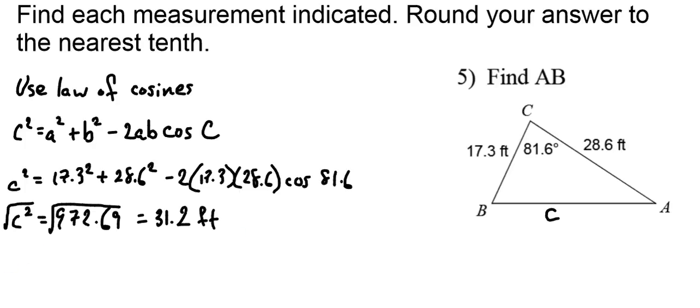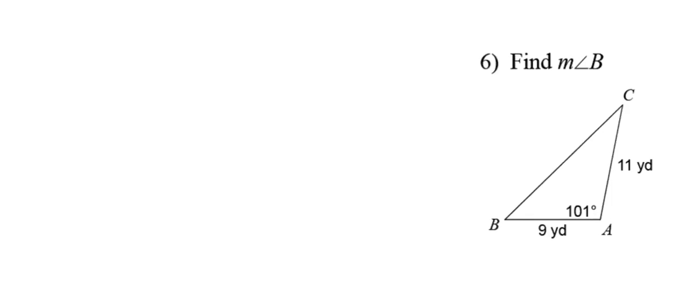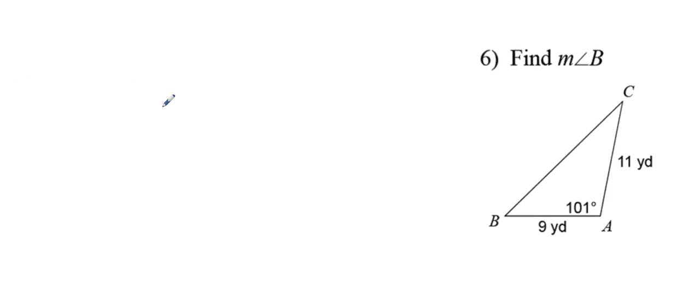All right, next up, let's look at problem number 6. So once again, we're going to find the measurement, round to the nearest tenth. This time we have to find the measure of angle B. Once again, in this diagram, we do not have a side and its corresponding angle. I have angle A, but not side A. I have side B, but not angle B, and side C, but not angle C.